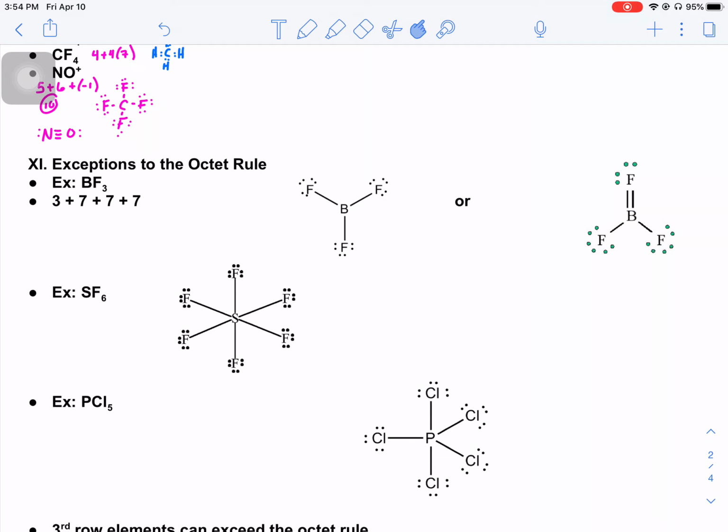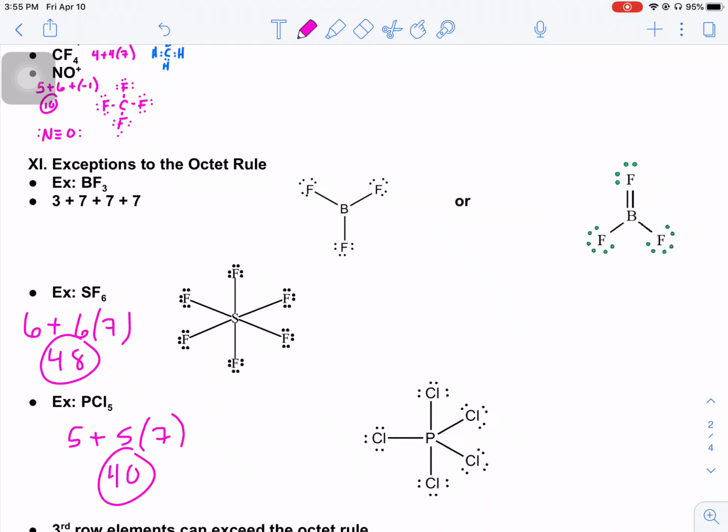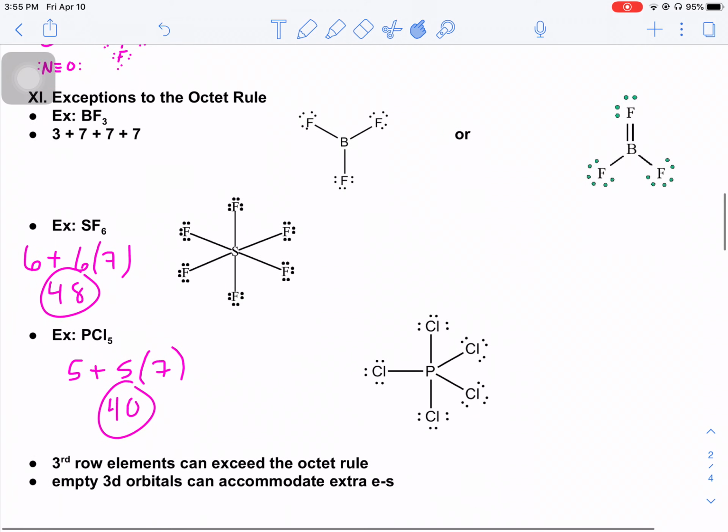Sulfur hexafluoride does exist. Sometimes sulfur lets its d sublevels get involved in bonding. So if you want to do the math with me, sulfur gets 6 dots and fluorine gets 7. So 42 plus 6, all in all, we should have 48 electrons for sulfur hexafluoride. Phosphorus pentachloride should have, let's see, phosphorus is in the same group as nitrogen, so 5, plus we have 5 chlorines, bringing 7 electrons each. So phosphorus pentachloride should have 40 total electrons, okay?